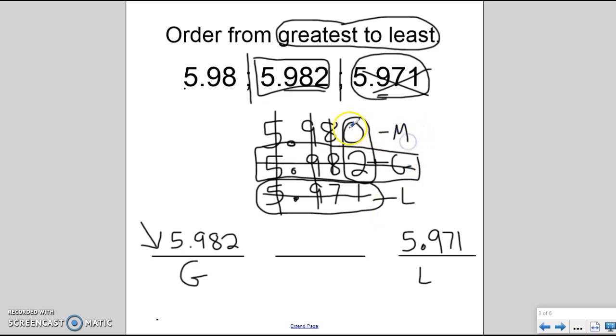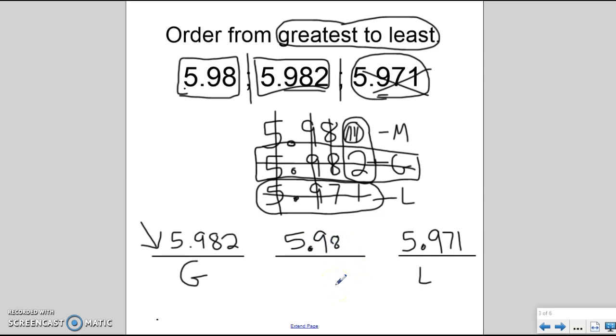Which means that one's going to be in the middle. But if you remember, I annexed this 0 to start with. So when I write this number, I want to make sure I'm not writing the equivalent decimal I made. I'm writing the original decimal from the original problem, which is 5 and 98/100ths.